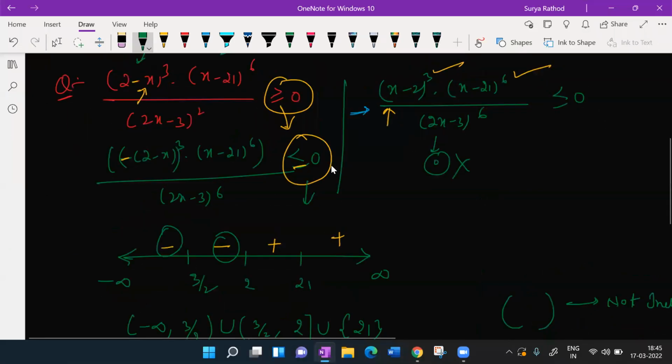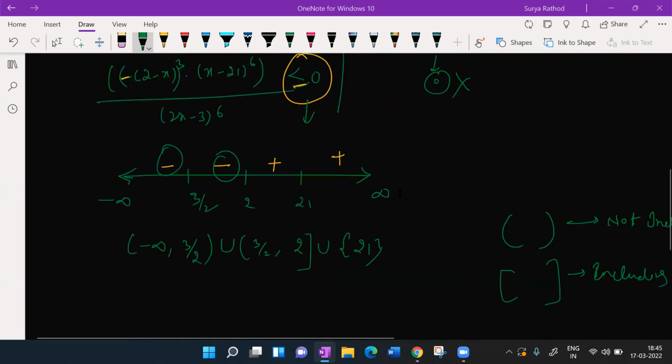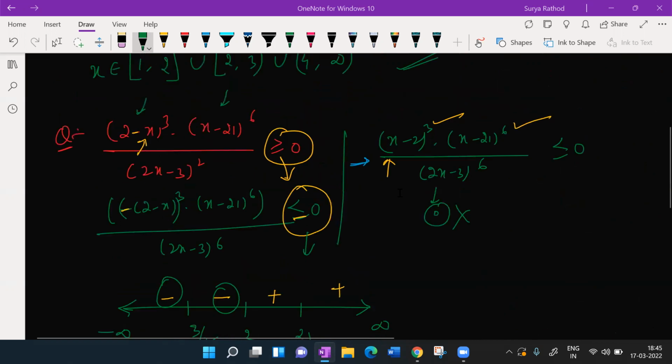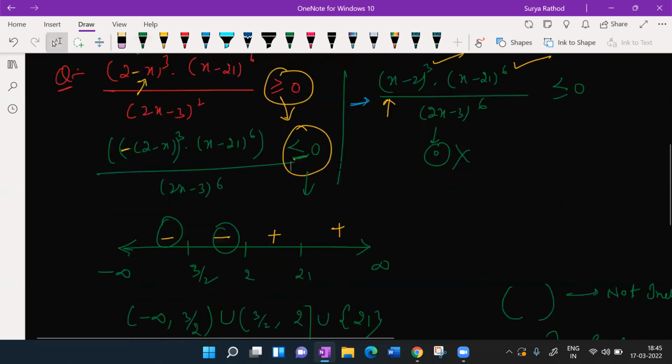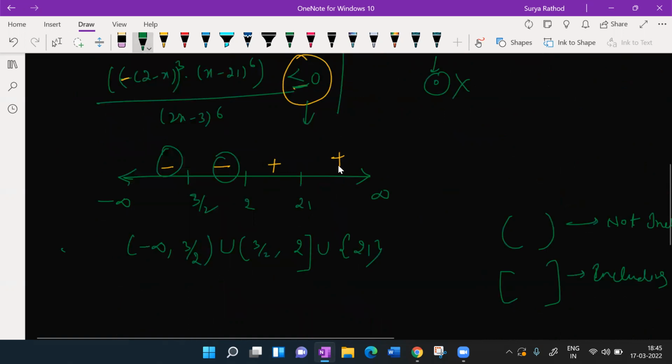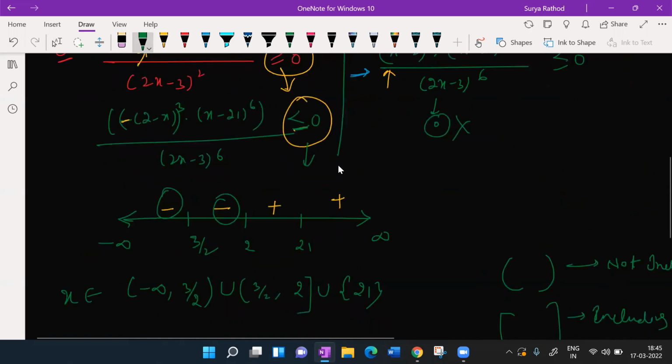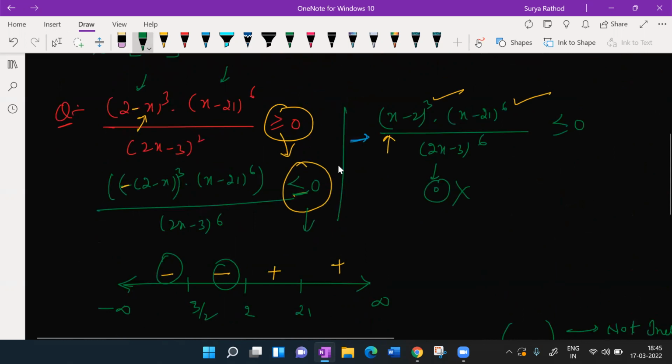Close bracket is close bracket. Okay, so this is the answer, guys. Look at this here. We have strict inequality, which is nothing but we have less than or equal to 0. That is the reason. This is where x belongs to; the answer is going to be this. Clear? Any doubts?